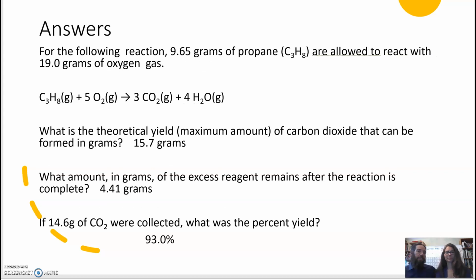All right, here are your answers. I forgot to mention in the question that the equation was not balanced. So hopefully you balanced the equation first, and hopefully you were able to get these results.